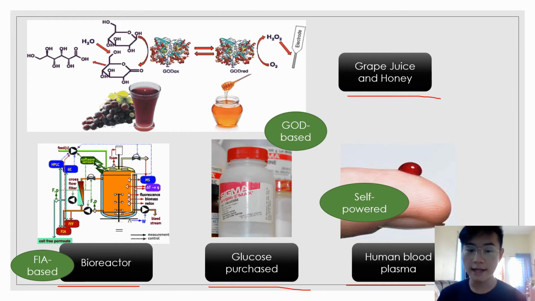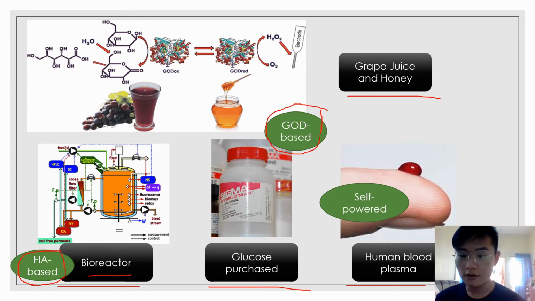For grape juice, honey, and glucose purchase, they are using this GOD base, which is a bioenzymatic glucose biosensor. This glucose biosensor has the same principle as the amperometric glucose biosensor, where they observe the hydrogen peroxide release to calculate the glucose concentration. Then for the bioreactor, they are using this FIA base, which is a flow injection analysis glucose biosensor. This biosensor can continuously monitor the glucose concentration in the bioreactor tank.